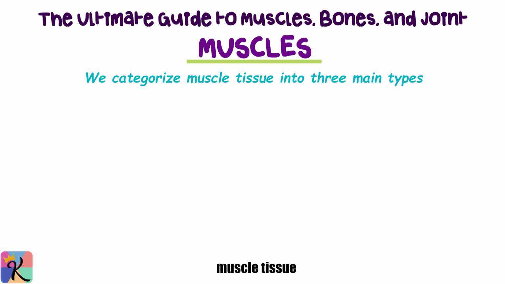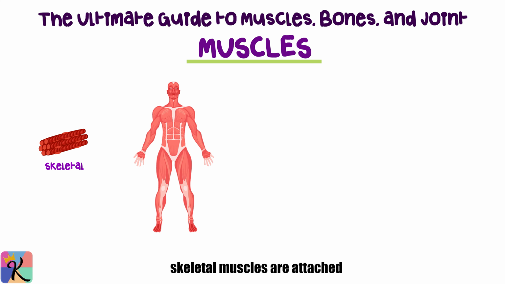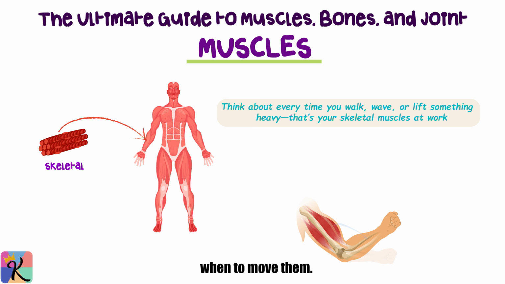Now, we categorize muscle tissue into three main types: skeletal, cardiac, and smooth muscle. Skeletal muscles are attached to bones and are responsible for most of the body's movements. Think about every time you walk, wave, or lift something heavy. That's your skeletal muscles at work. These muscles are under voluntary control, meaning you consciously decide when to move them.